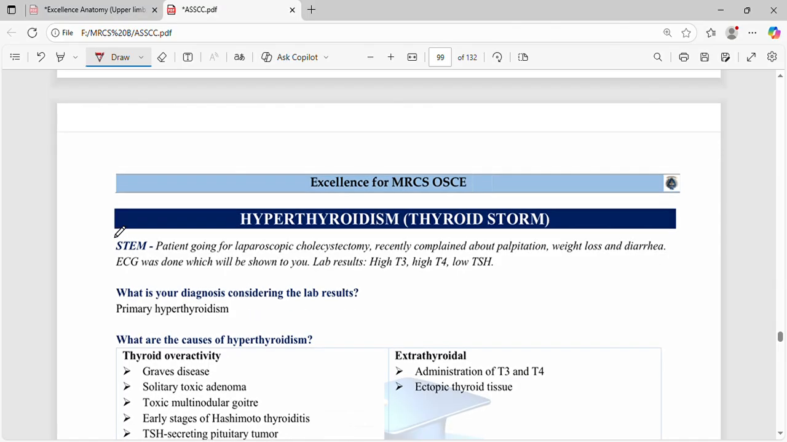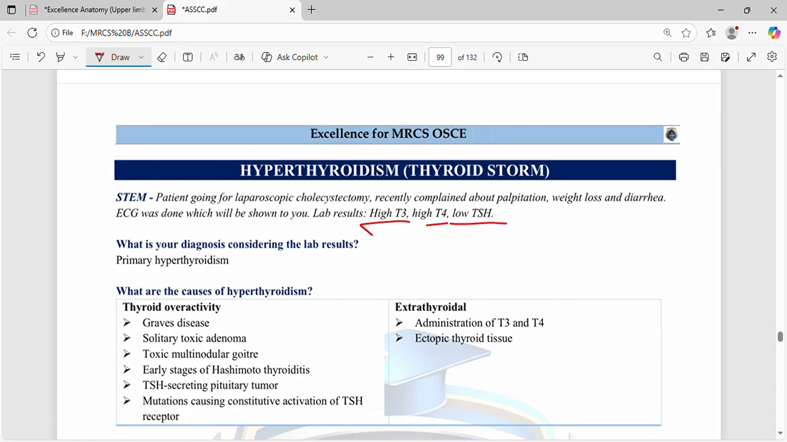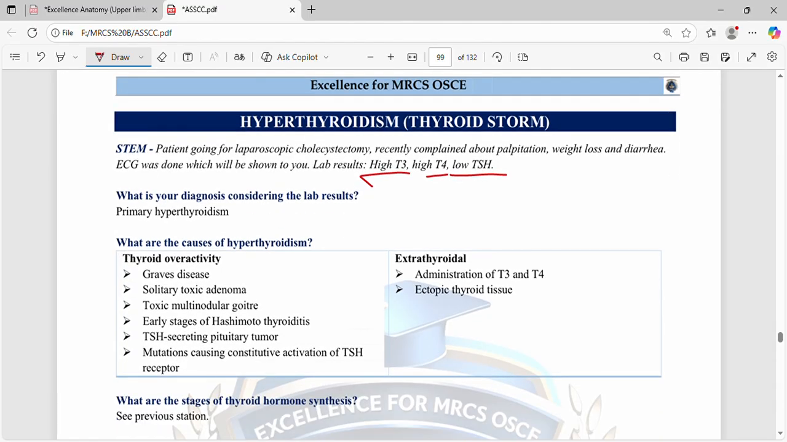So, this is primary hyperthyroidism because your T3 is high, T4 is high, and TSH is low. So, this is typical hyperthyroidism. And what are the causes of hyperthyroidism?